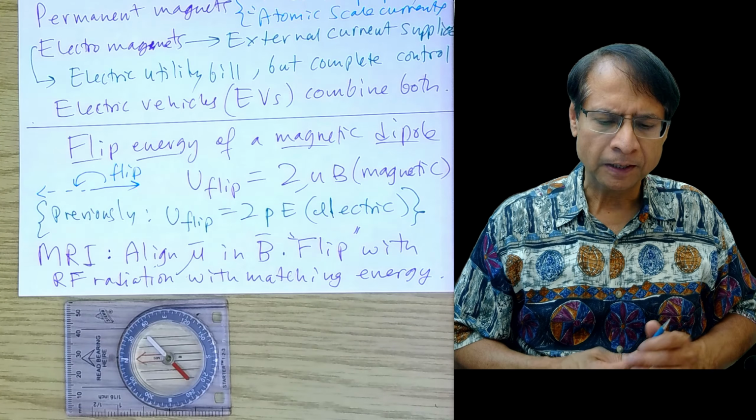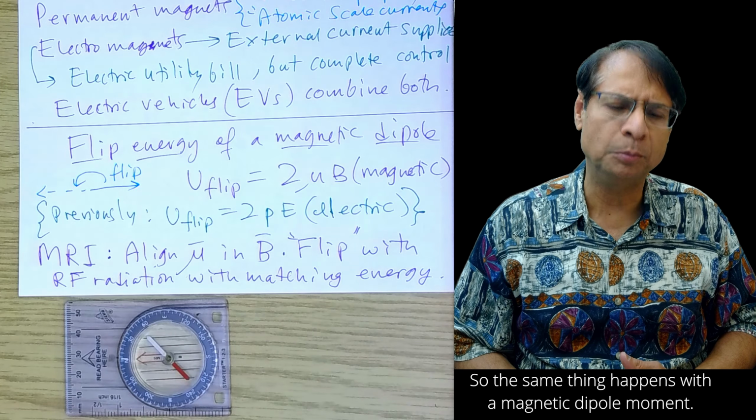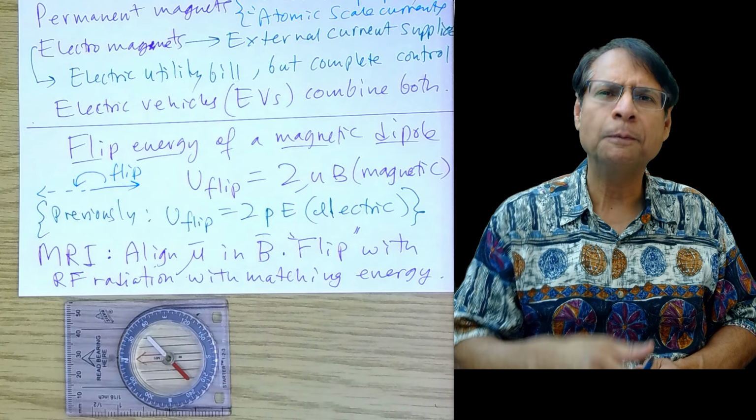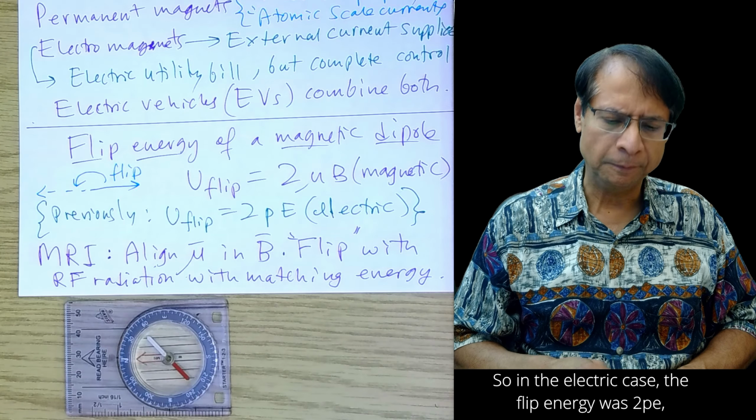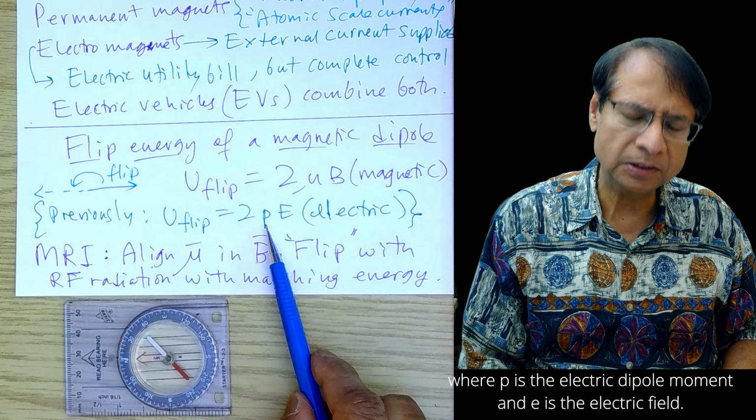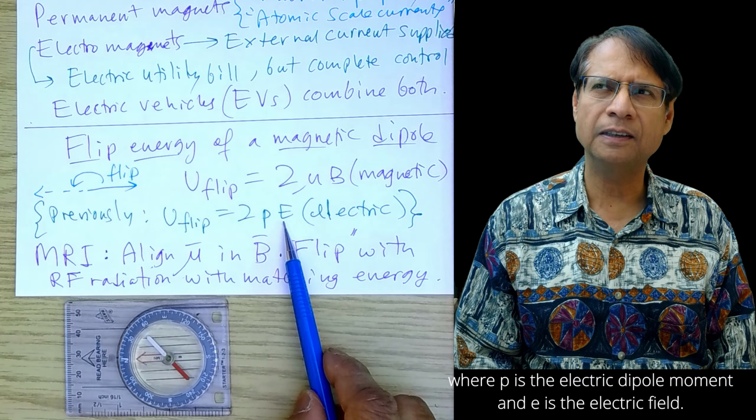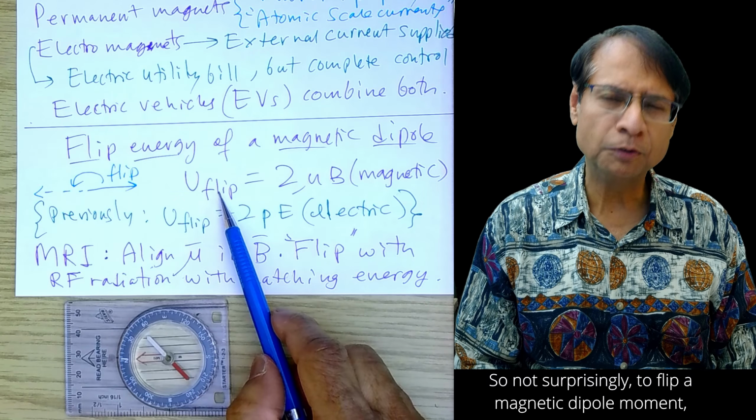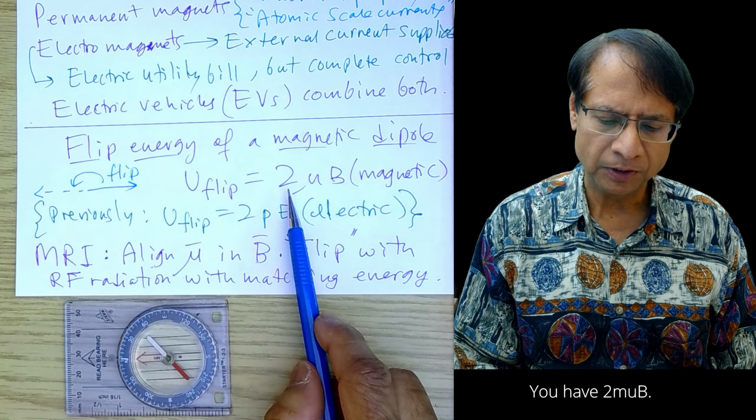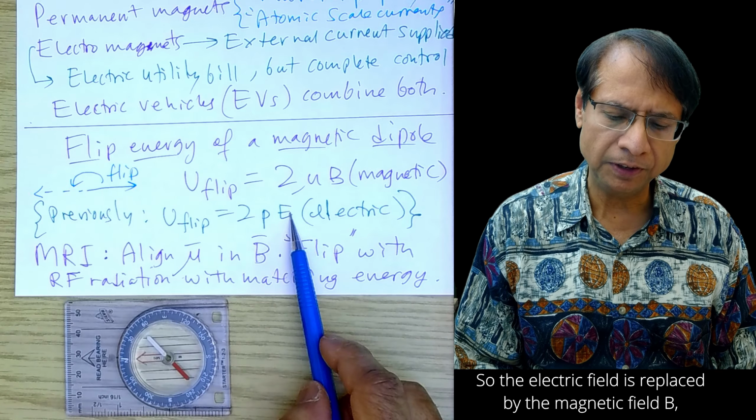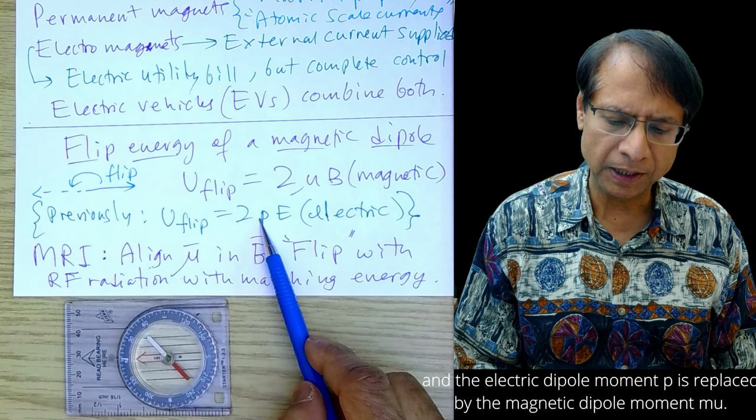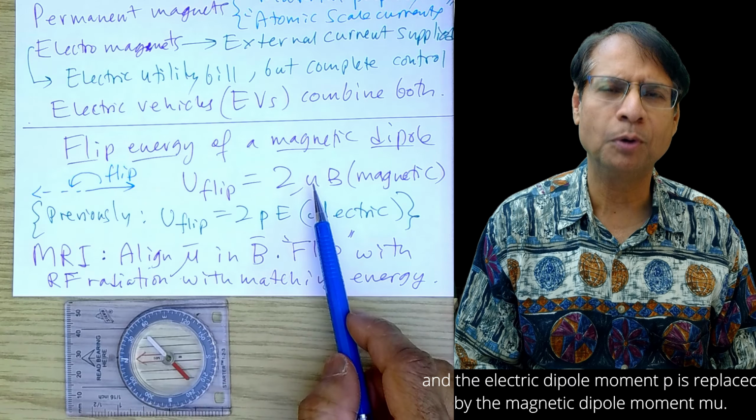and that's how the food heats up. So the same thing happens with a magnetic dipole moment. If you flip a dipole from one side to the other side, an energy is associated with the flipping. So in the electric case, the flip energy was 2pE, where p is the electric dipole moment and E is the electric field. So not surprisingly, to flip a magnetic dipole moment, it's a similar looking equation. You have 2 mu B. So the electric field is replaced by the magnetic field B, and the electric dipole moment p is replaced by the magnetic dipole moment mu.